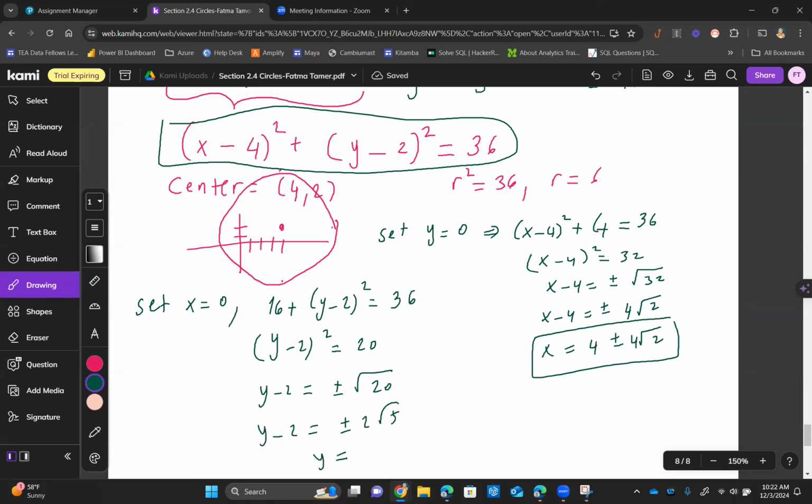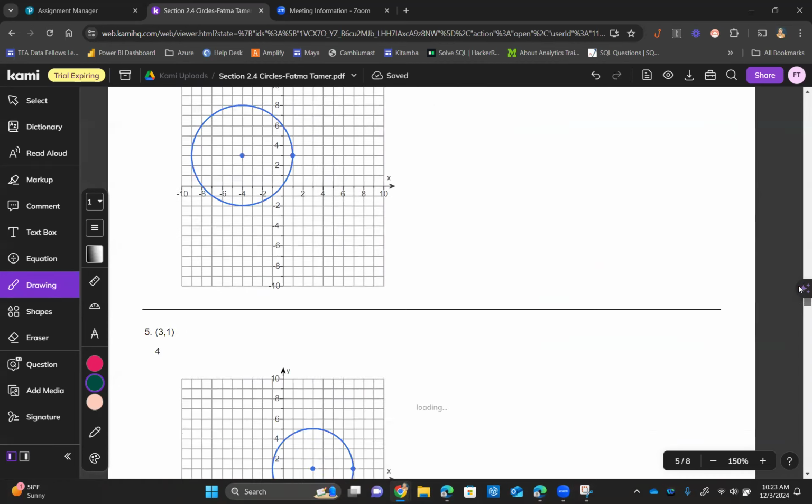And then when I add the 2 to both sides, we're going to have two y-intercepts. One of them will be 2 plus 2√5, and the other one is going to be 2 minus 2√5. And this is how you're going to handle question 6 on the homework.